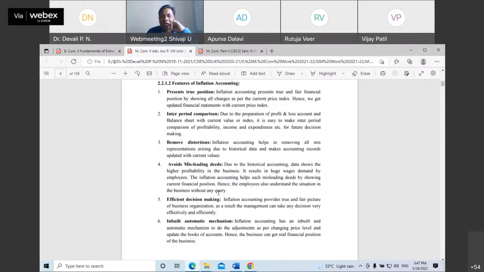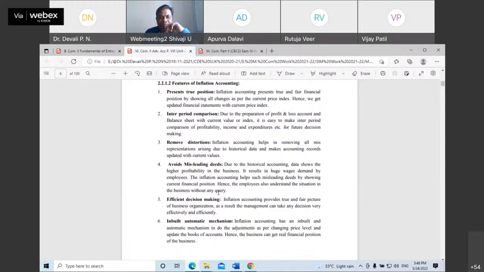Whatever the situation is, whether good for us or not, we reflect it very easily. But the inflation accounting system avoids such misleading things with respect to the employees as well as the owner of that particular company.